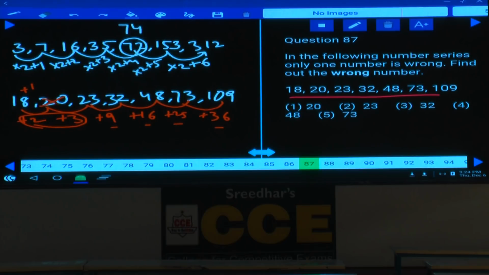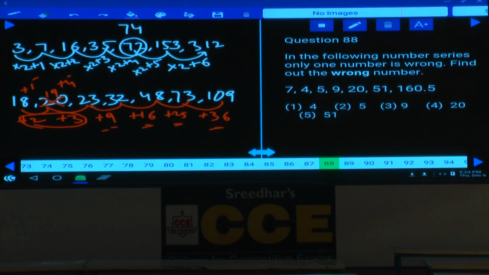18 plus 1, 19. If it is 19, 19 plus 4, 23. 1, 4, 9, 16, 25, 36. Then the wrong number is 20 and the correct number is 19. Choice 1. Squares are added: 1 square, 2 square, 3 square, 4 square, 5 square are added.